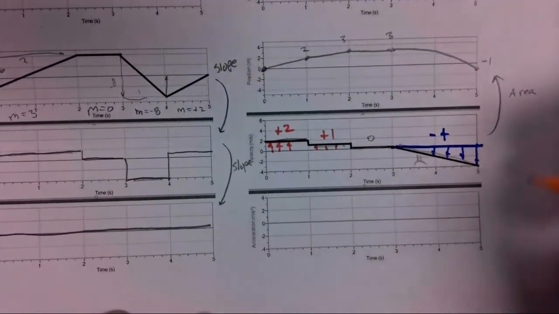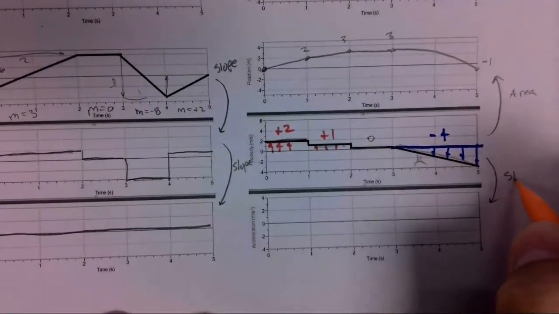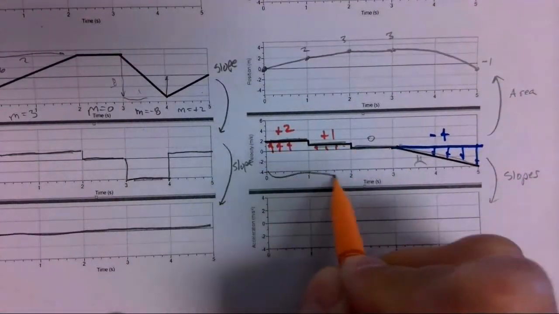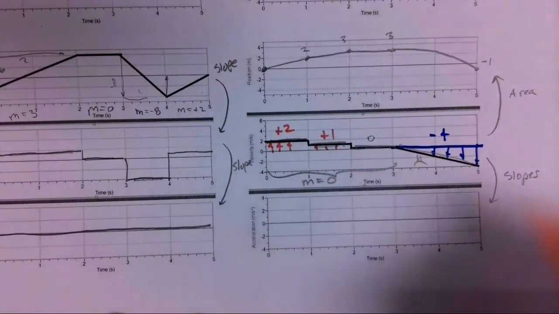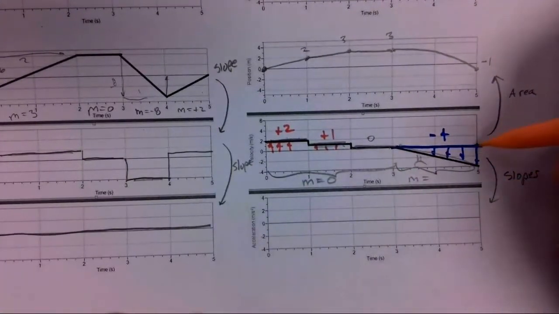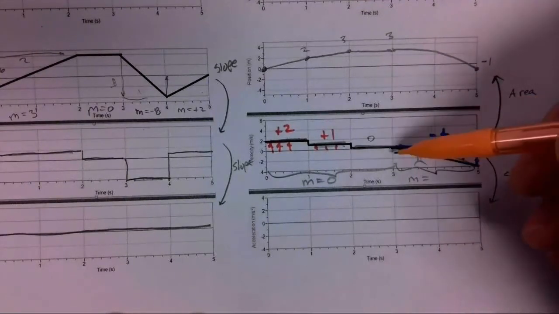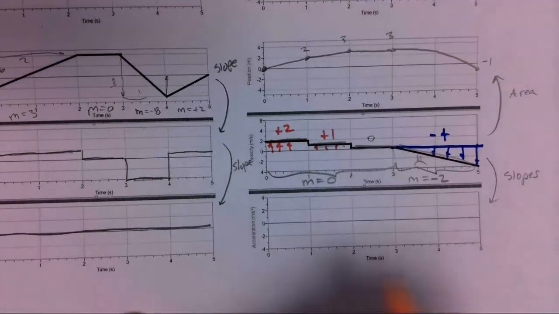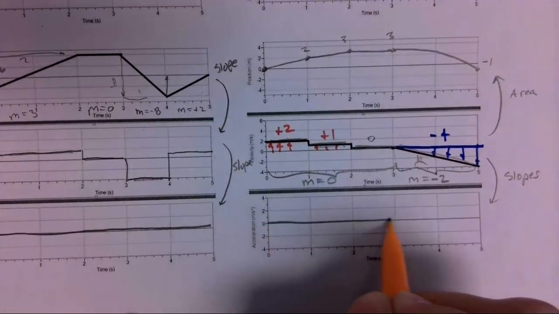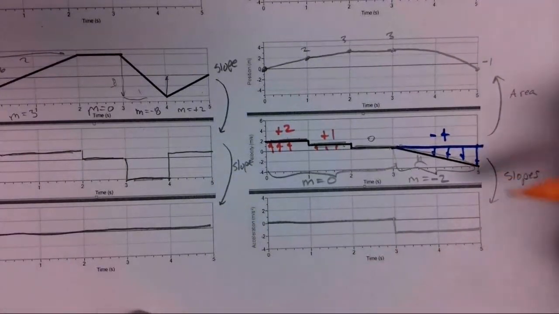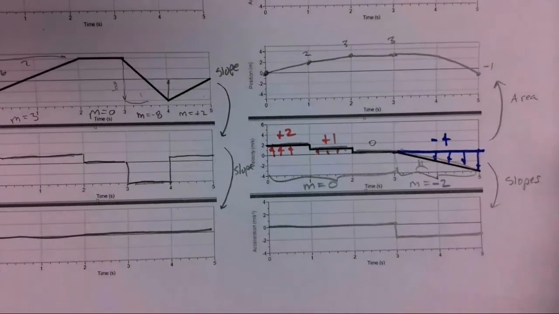And then my very last one, we're going to use the slopes. Slope 0, 0, 0. So all of these have a slope equal to 0. And then this last section has a slope. It looks like it goes down, what is that? Down 4 over 2. So this has a slope of negative 2. So I'm at 0, 0, 0, and then negative 2. Remember that the slope is what the acceleration is, and the area is how much it changes.